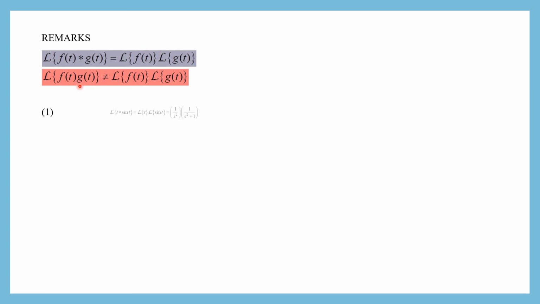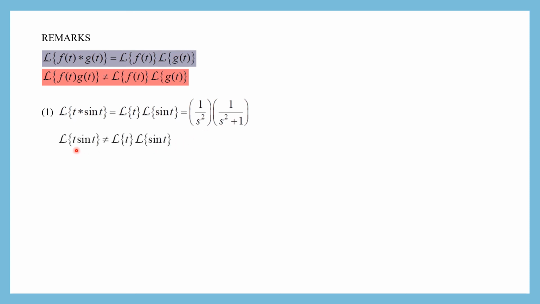Example: the Laplace transform of t asterisk sin t. Now this symbol means convolution. The Laplace transform of the convolution of t and sin t, based on the convolution theorem, is the Laplace transform of t multiplied by the Laplace transform of sin t, which equals 1 over s squared times 1 over (s squared plus 1).